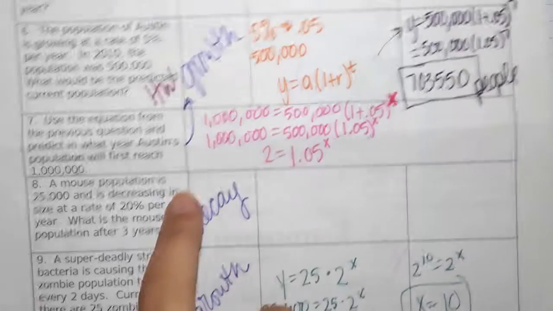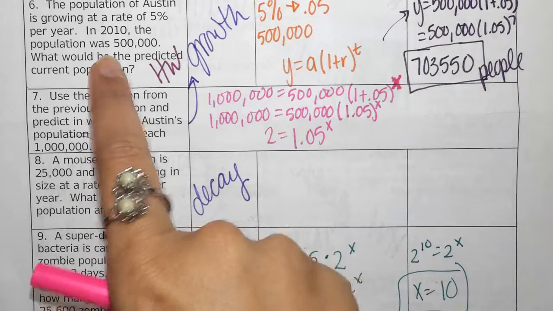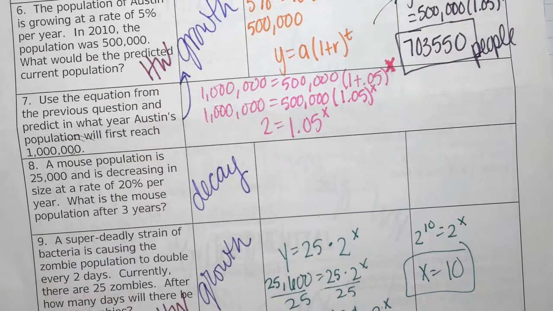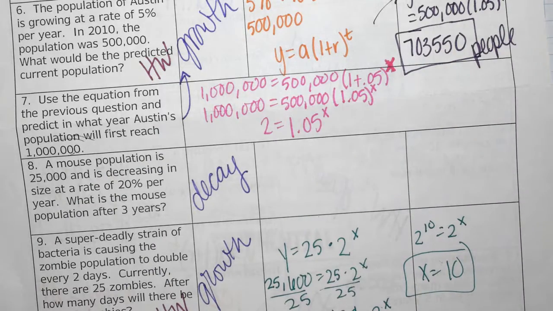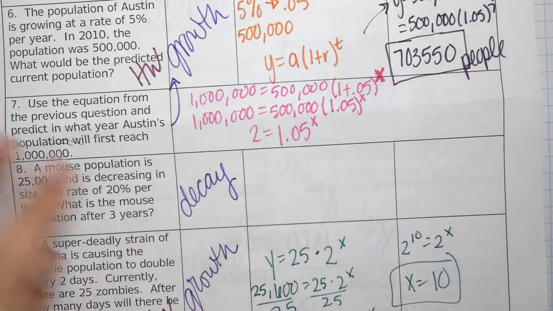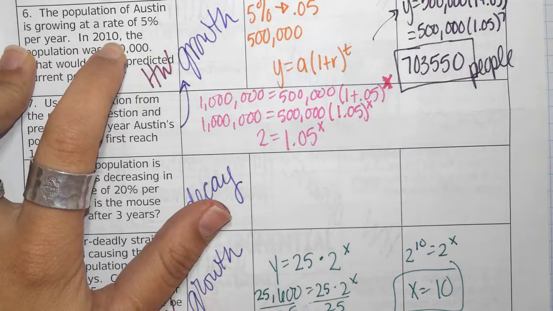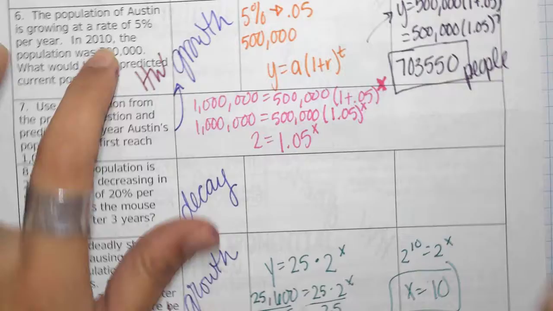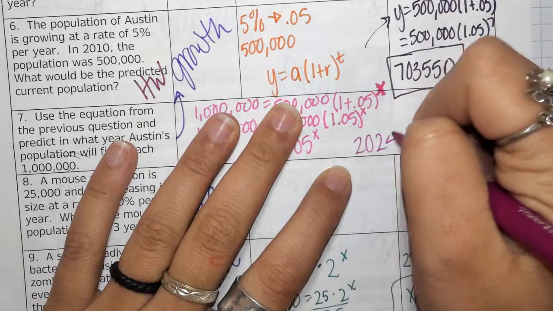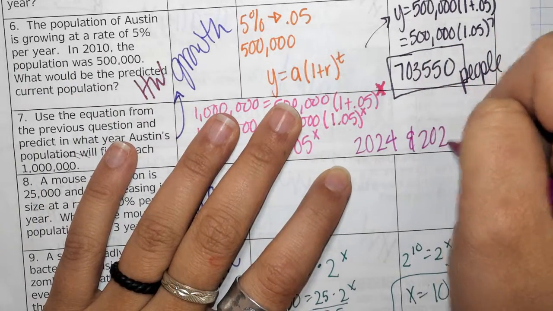Right. So we could say 2010, which was the beginning, plus 14 would give us what year? The starting year is 2010. And we're adding 14 years to it. So what year is that going to be? 2024. So it's between 2024 and 2025.